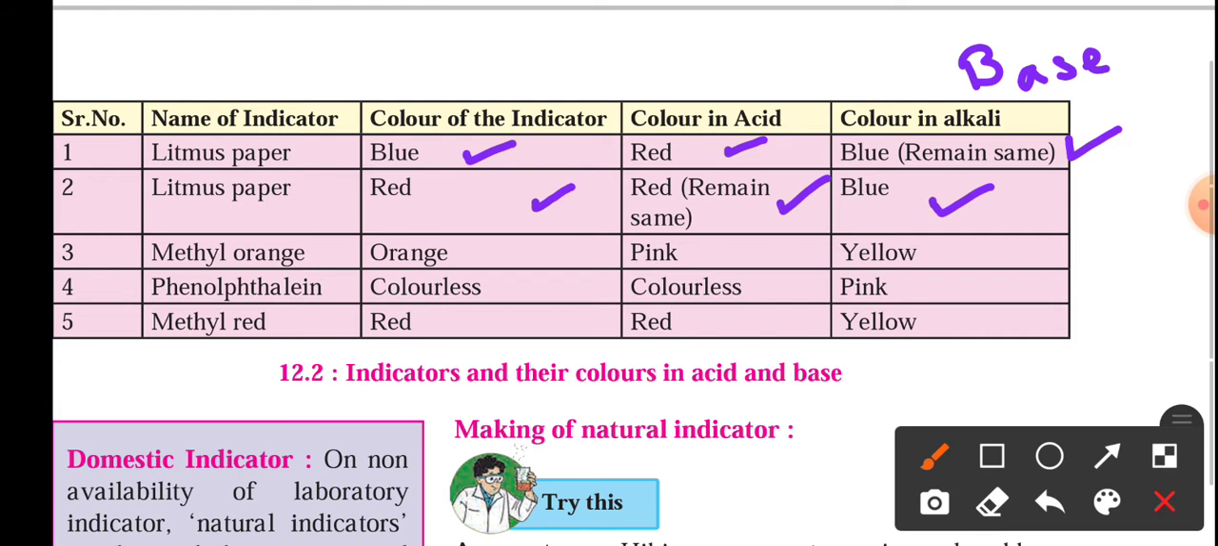Same way, when we talk about the methyl orange, which is originally orange in color, when it is mixed in acid, that solution turns to a pink color, and the basic solution turns to yellow color. Phenolphthalein remains colorless in the acid and it turns pink when it reacts with the base. And the methyl red is red in color and it turns to yellow in a basic solution.